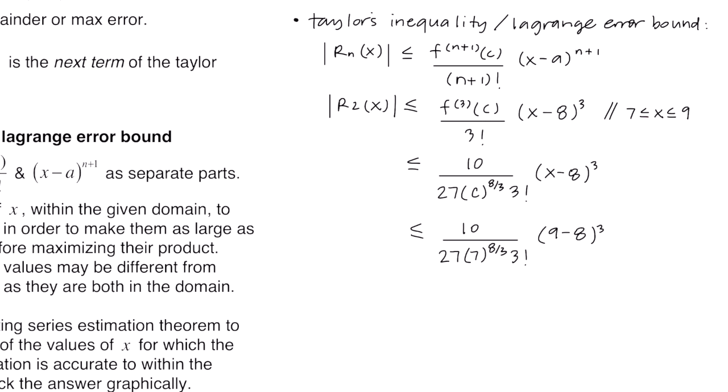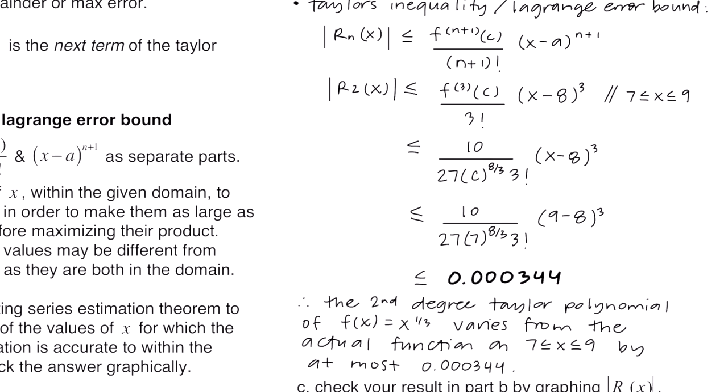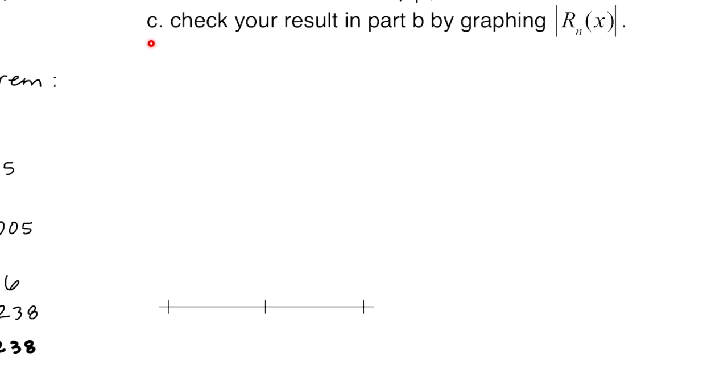Now that we plugged in 7 right here and 9 over here, we're going to take this entire expression and plug it straight into the calculator. And we get that the error is at most 0.000344. I just wrote it out. Therefore, the second degree Taylor polynomial of f, which equals x to the 1/3, varies from the actual function on the closed interval from 7 to 9 by at most 0.000344. Part C, check your result in Part B by graphing R sub n of x.